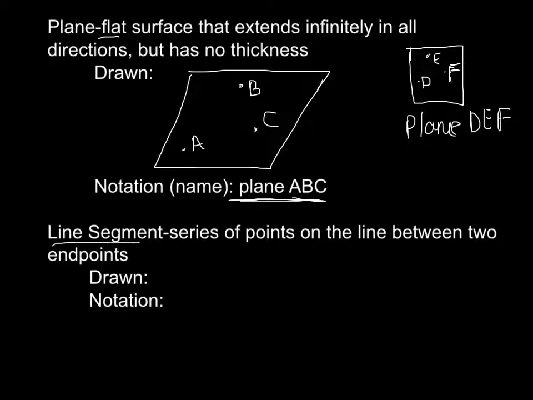Next word is the line segment. It is a series of points on a line between two endpoints. Okay, so our line went on forever. Our line segment looks something like this.